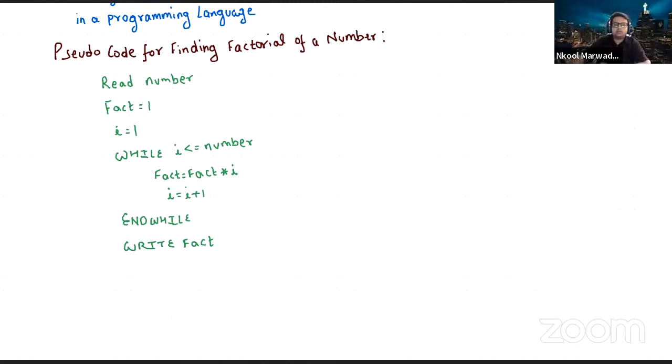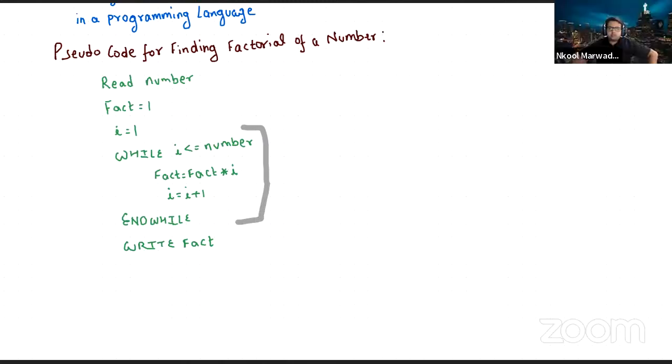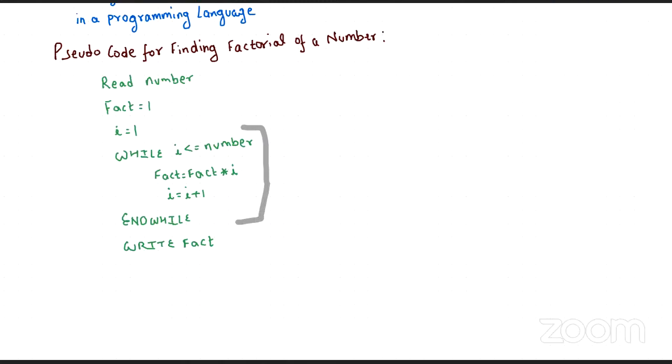Then we are starting a while loop. In a while loop, we are repeating a specific condition until we achieve it. So if I is less than or equal to number, then our loop will start, and in the loop, fact will be equal to fact into I, and I will be equal to I plus 1. Then we'll end the while loop, and then we'll write the factorial.